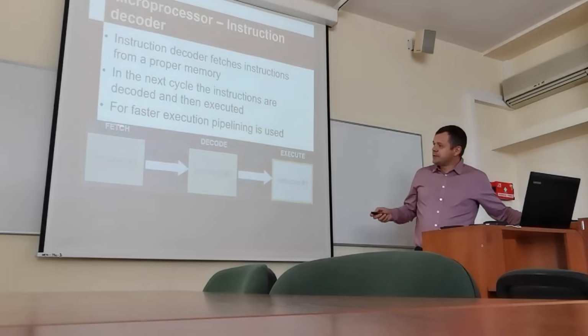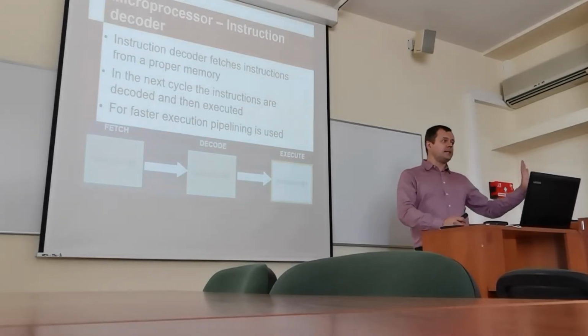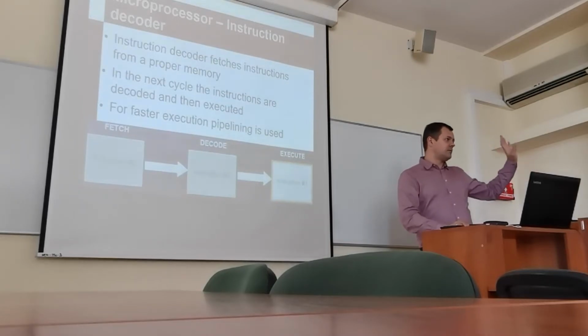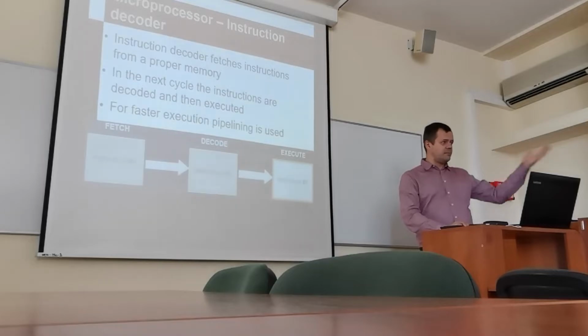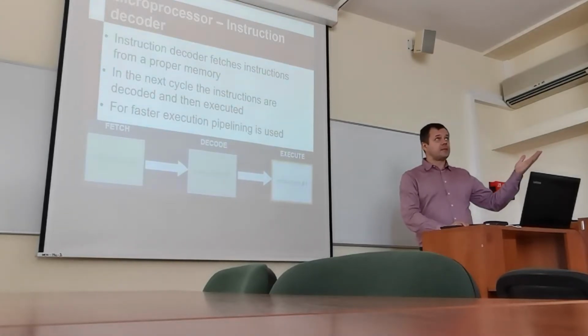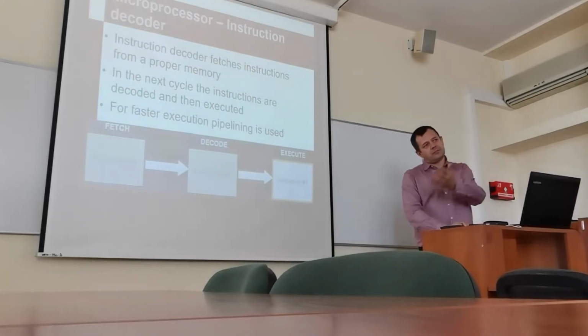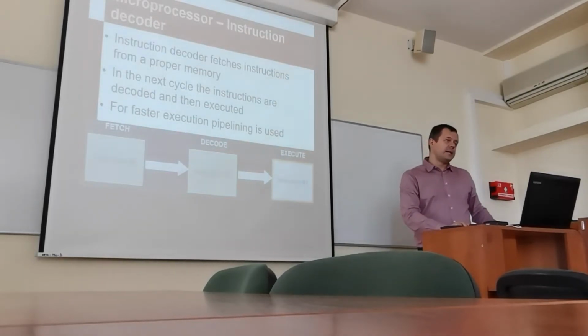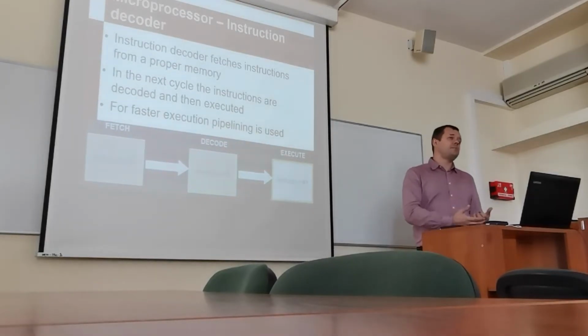Also, the fetching part is important, because fetching theoretically is simple. So yeah, we read the memory. So we have a program counter. The program counter changes the address, changes the pointer to the memory, and then we just read through the data bus the value inside the memory. But that's simple in 8-bit microprocessors.